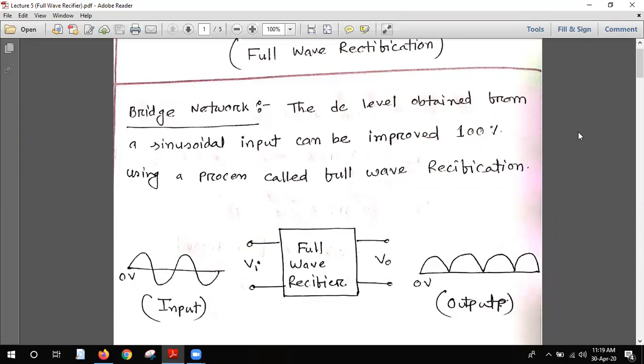So basically this is known as full wave rectifier, and today we will see the bridge network. There are two types of full wave rectifier. Today we will see the bridge network type. Next class we will see the next type. The first point is that the DC level obtained from a sinusoidal input can be improved 100%, using the full cycle. The process is known as full wave rectification.